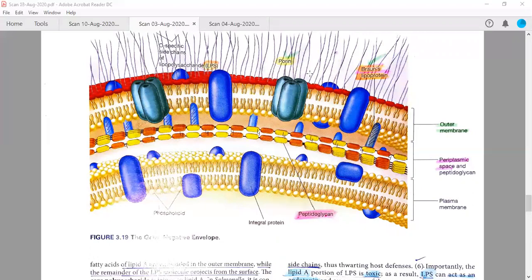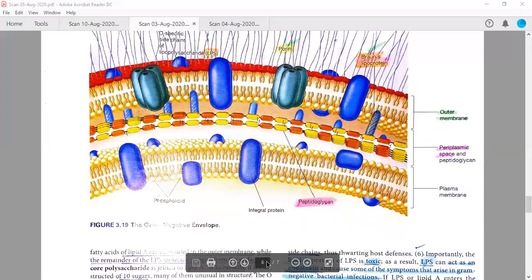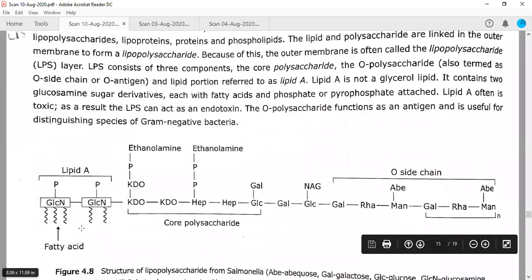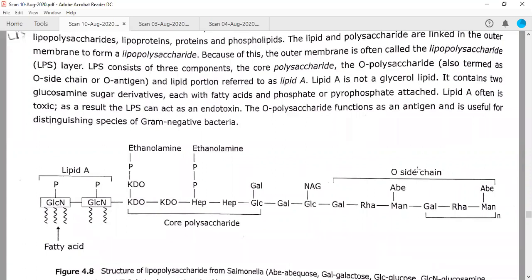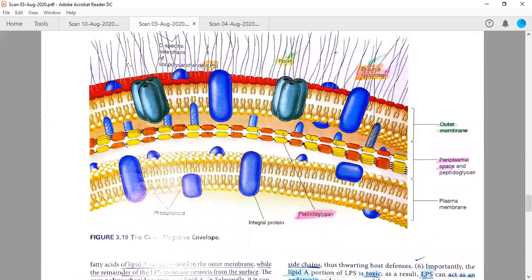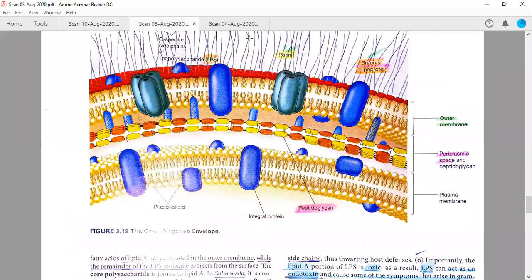This LPS layer is made up of three components. What are these three components? As discussed here also, these are the three components of LPS, or this outer membrane: one is called lipid A, one is called core polysaccharide, and one is called O antigen. This O antigen is mainly these fiber-like structures seen at the surface of the cell, which are made up of polysaccharides. These fiber-like structures are required whenever there is an immune response against a gram-negative strain. These antigens are recognized, therefore they are called O antigens.